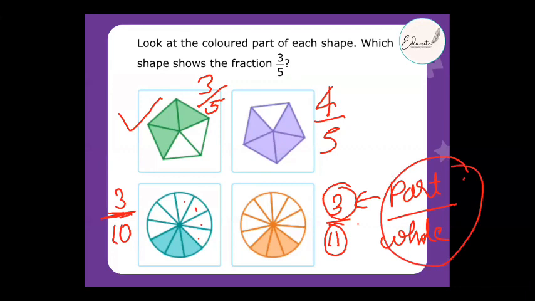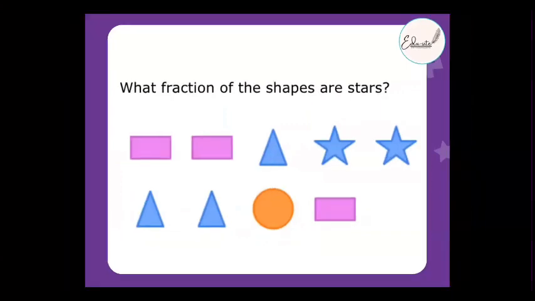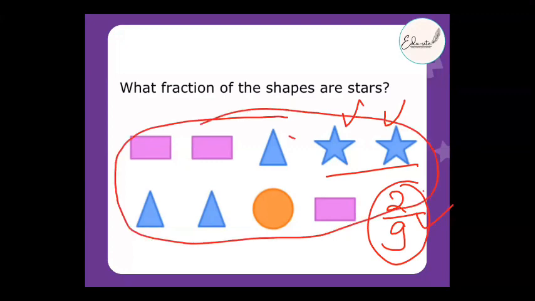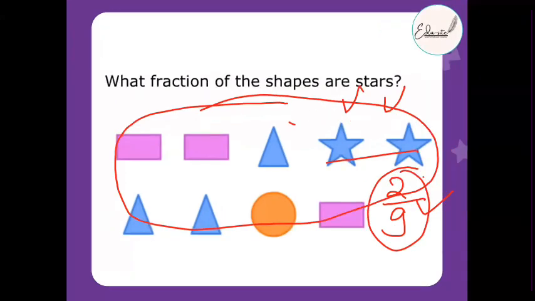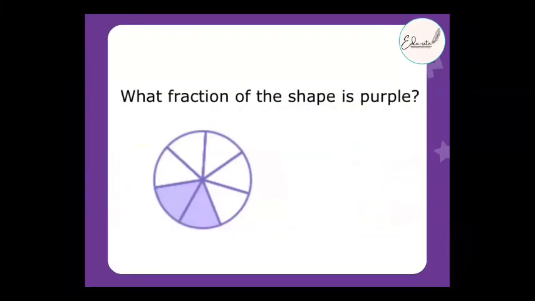Any doubts still here? These are the fractions. Come on. What fraction of the shapes are stars here, beta? It's 2 out of 9. Is it 2 out of 9? Excellent. It's 2 over 9. So what does 2 over 9 mean? 2 are stars out of a total of 9 shapes, correct? Yes, that's great, mashallah. So what fraction of the shapes is purple here?